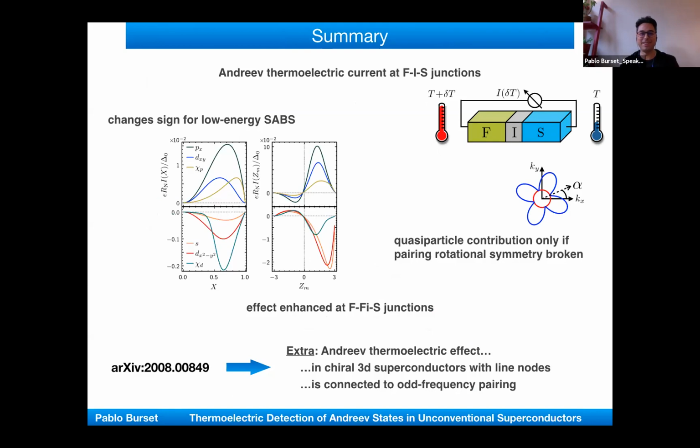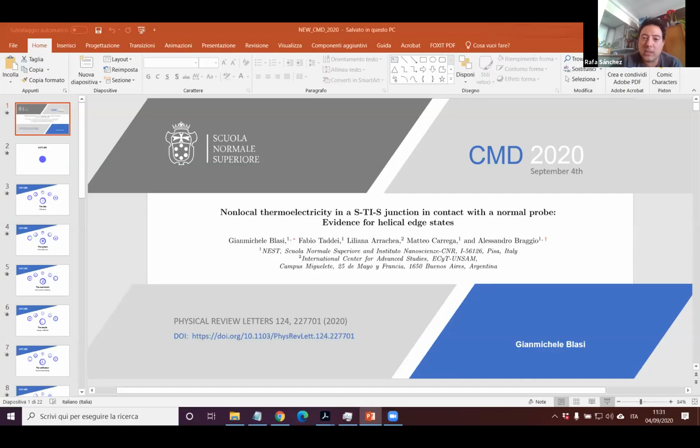Okay, so if there are no more questions, thank you, Pablo, again for the nice talk. And next one is Gian-Michele Blasi from Pisa, who will continue on thermoelectrics in superconductor topological insulator superconductor junctions.